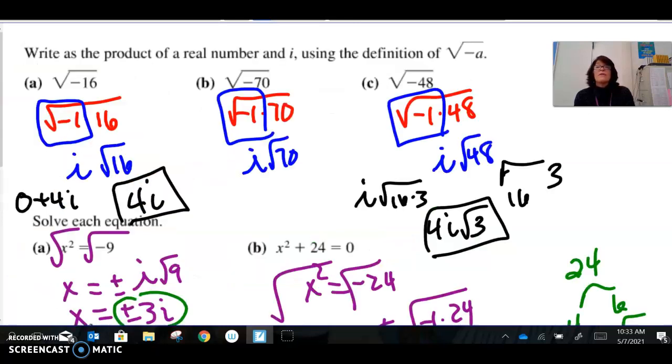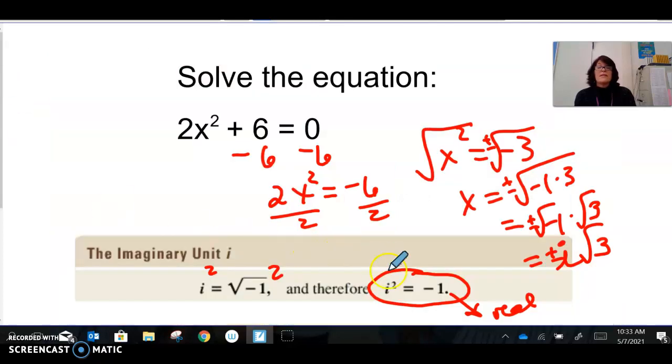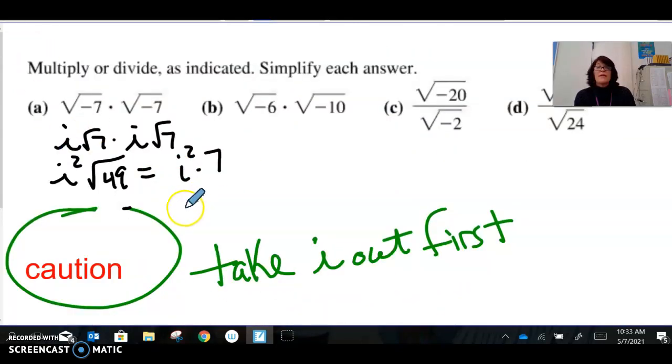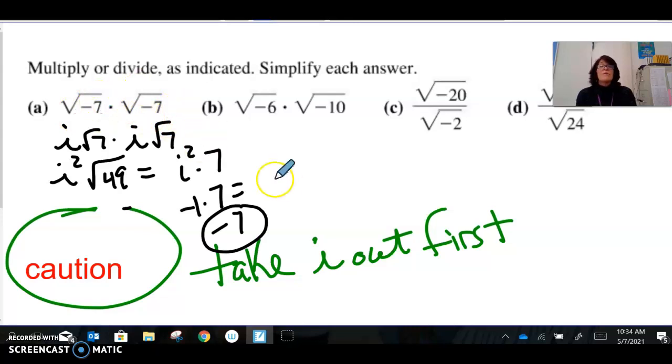What we saw on the other page when we first learned this is that i squared is negative 1. So anytime I have an i squared in a problem, I am going to write negative 1. This is negative 1 times 7. The answer is negative 7, not 7 like I would have gotten if I had multiplied first. Take i out first. Okay?